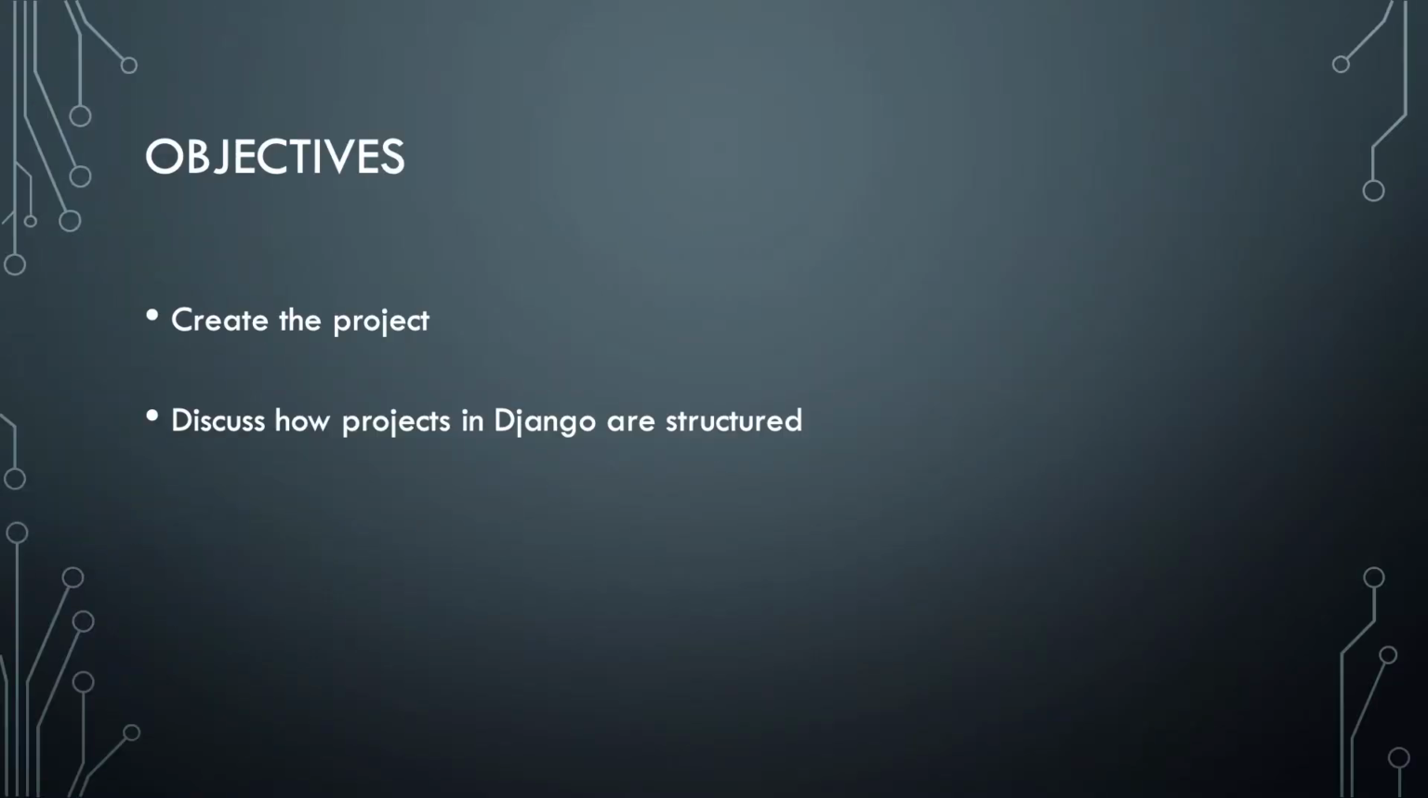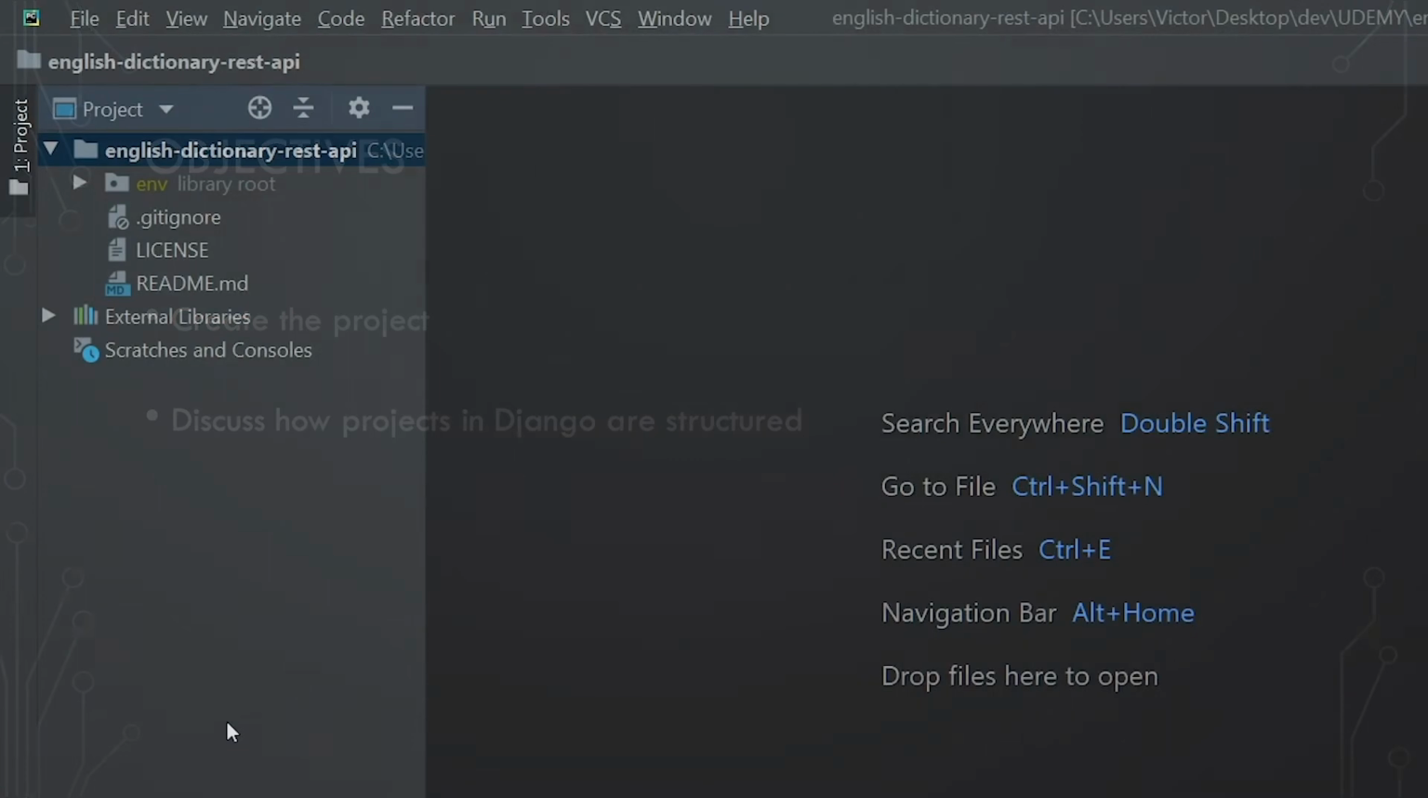In this video, we're going to create the project and discuss how projects in Django are structured. Currently, we have our virtual environment. This contains our Django, Rest Framework, and Markdown packages. We also have a .gitignore file as well as the MIT license and a README file.